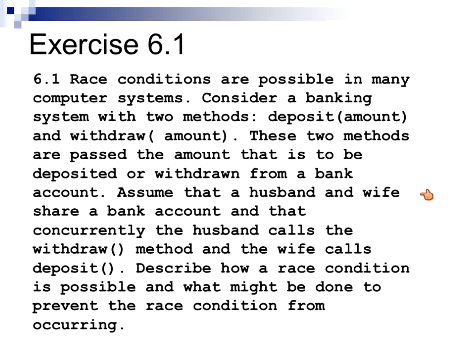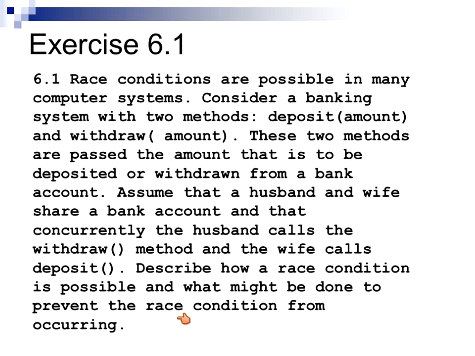Assume that there's a husband and wife who share this bank account, and that at one point the husband decides to withdraw money at the same time the wife is depositing money. Your problem here is to describe how a race condition is possible and what might be done to prevent the race condition from occurring. In other words, how could the results be different depending on exactly when the husband does the withdrawal and sees his account balance and when the wife does the deposit and sees her account balance?